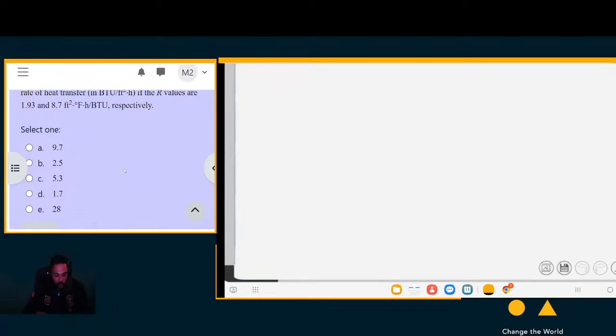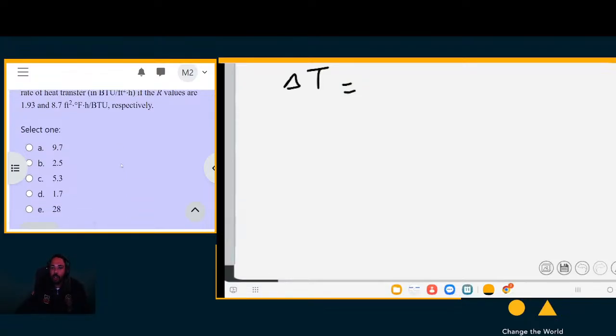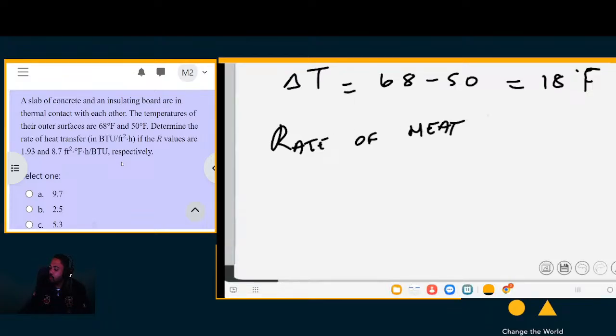Now that we have the total R value, we can calculate the change in the temperature. Since the units of the constant is in Fahrenheit, we can just find the difference in Fahrenheit temperatures, and the difference in the Fahrenheit temperature is 68 minus 50. That is equal to 18 degrees Fahrenheit. So we have the change in temperature and we have the R value. Now, what is the rate of heat transfer? The rate of heat transfer can then be calculated using the following formula, which is in your book. The rate of heat transfer is then equal to Q equal to delta T divided by R total.